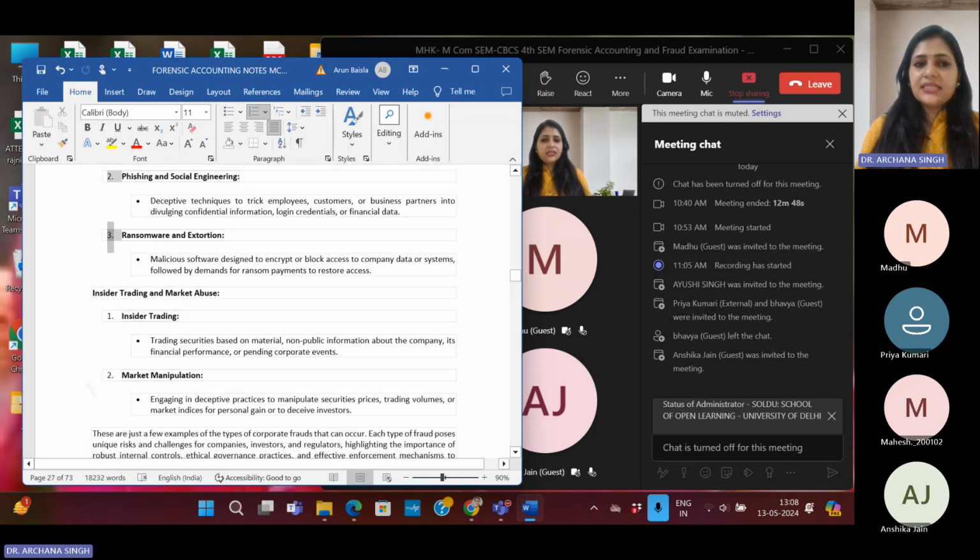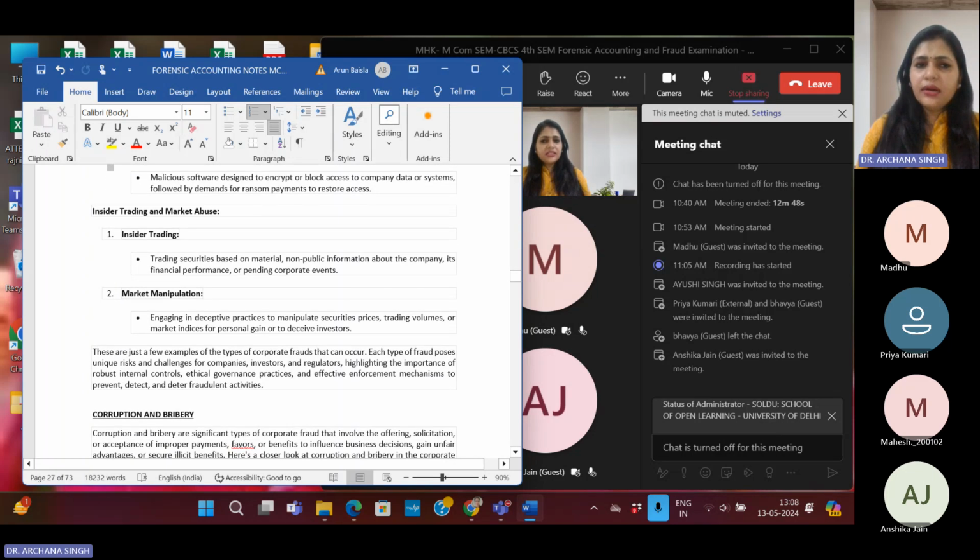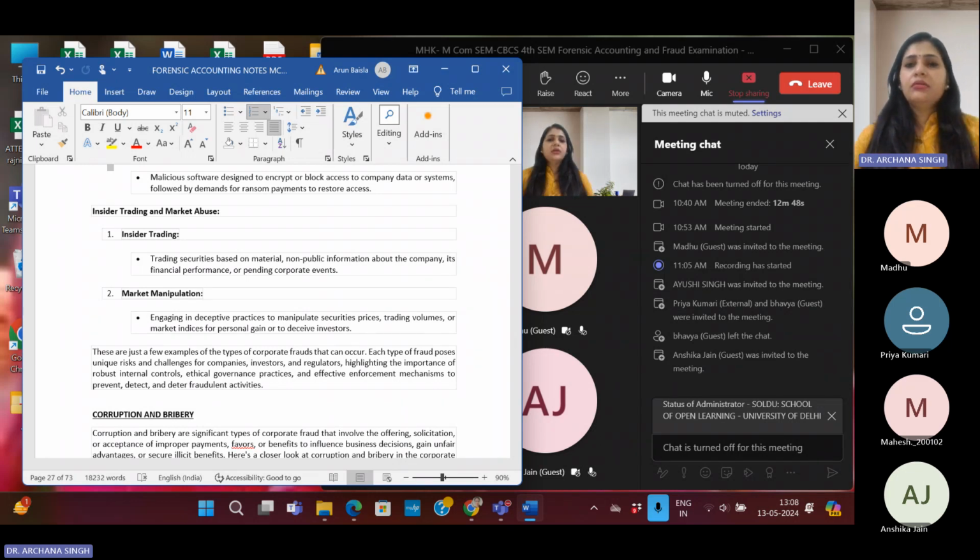Now next is insider trading. Insider trading and market abuse basically is trading securities based on material non-public information about a company, its financial performance, and pending corporate events. Okay, so this is based on leaking important, very sensitive information about that company.